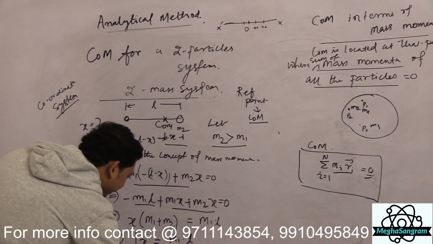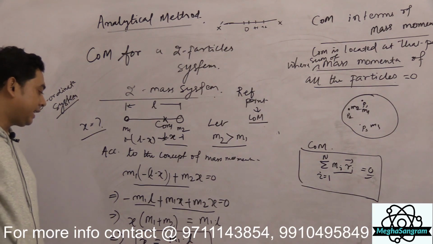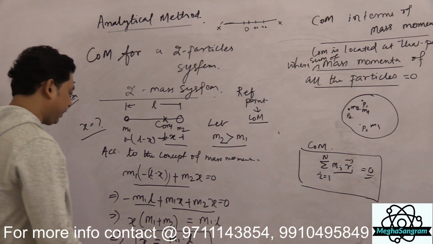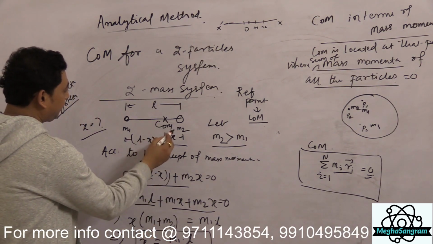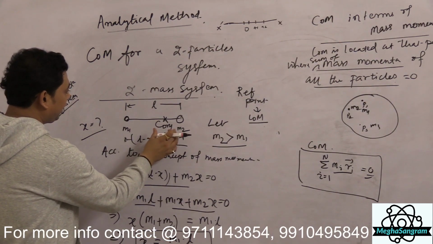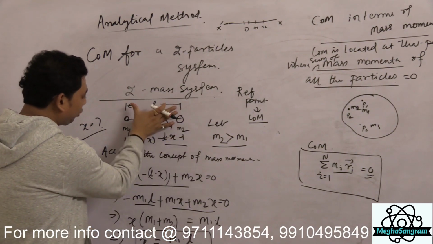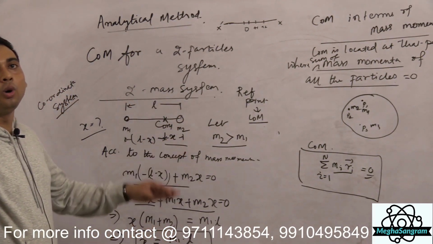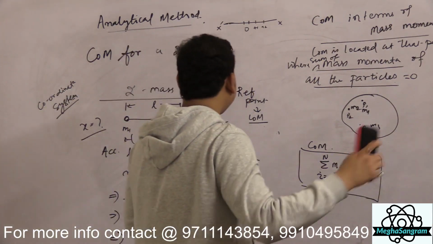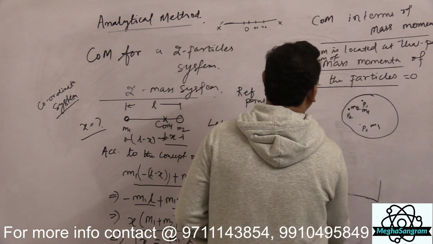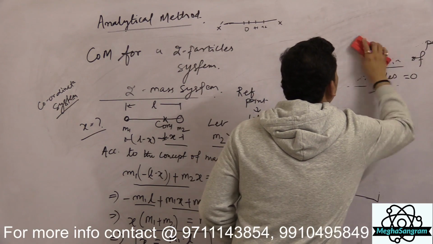So see here, the location of the center of mass is nothing but the product of that mass against which we have taken the reference point, multiplied by the total distance, divided by the summation of all the masses. All right, so using this formula we will calculate the center of mass for a two particle system or two mass system.